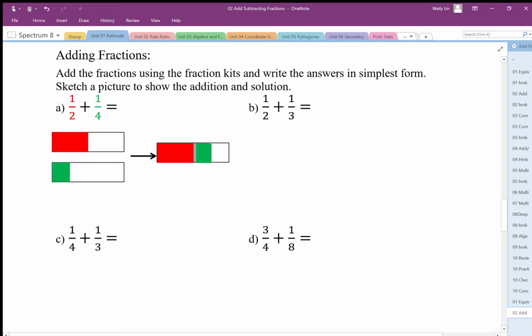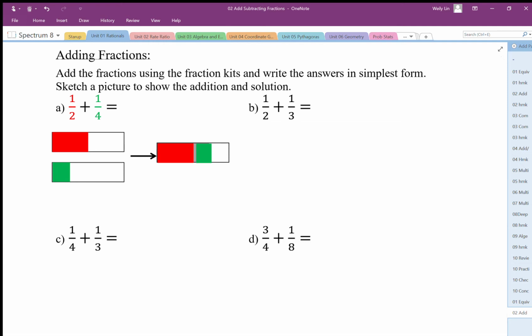So how do I count this up? How do I add? Adding is counting. So how do I add this up so that I get the answer here? It looks like this answer is about 3/4 full.